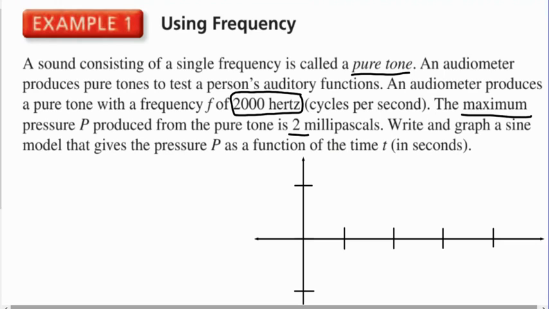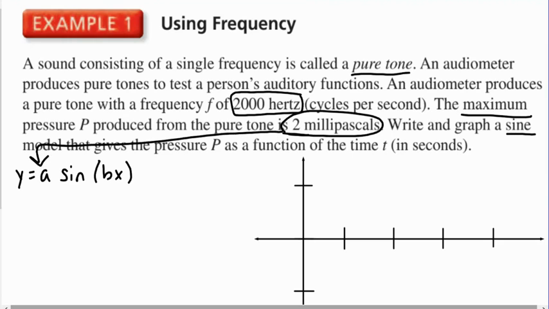Write and graph a sine model that gives the pressure P as a function of time t in seconds. When we're using sine, keep in mind that we're using y equals a times the sine of bx. I don't need minus h or plus k because we're not going to move this function to the left or right, or up or down. The maximum is 2 millipascals, so we are going to replace A with just 2.